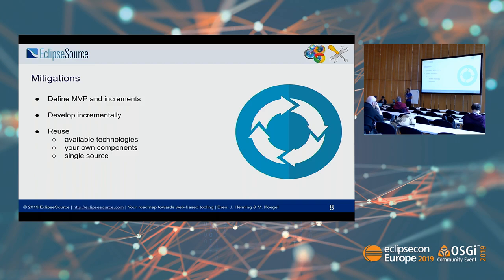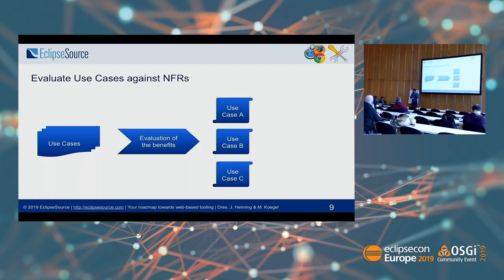Okay, so now what is the first step in this process? The first step is to define an MVP and increments. How do you do that? What you want to do is find the lowest hanging fruit, meaning the use case where you get the most benefit with the lowest effort. And this is really a trivial thing, but we have done it several times and it really has surprising results. So what we suggest is you look at all the use cases in your tool, and you somehow estimate the benefits.